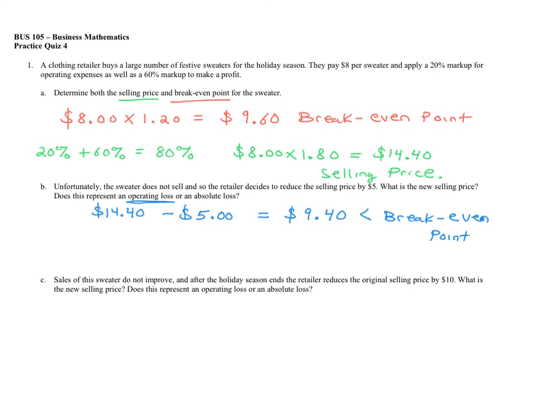Now, if we check out part C, this $5 reduction wasn't good enough and sales don't improve, in fact, past the holiday season. So at this point, they're like, okay, let's look at that original selling price and now decrease that by $10. Maybe they will sell if they are set at this brand new amount. So we're dropping the price to $4.40. So this is less than the break-even point, so it is an operating loss, but more specifically, it's less than the $8 that was paid per sweater.